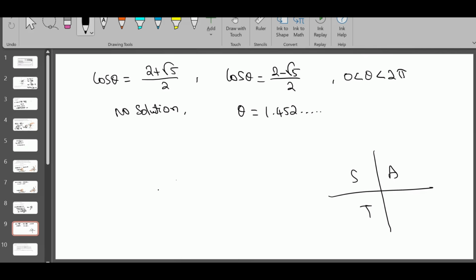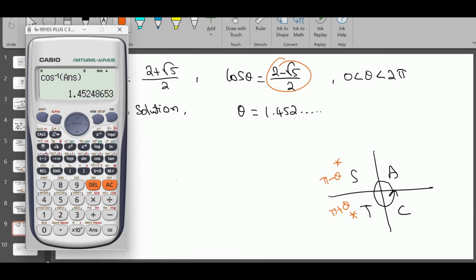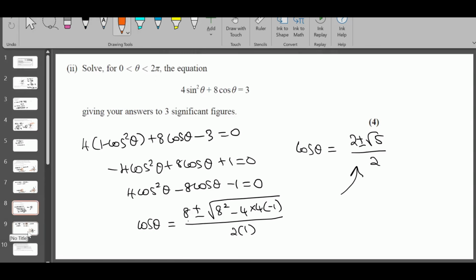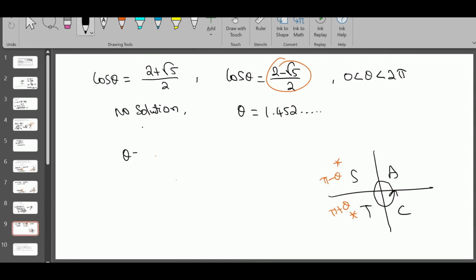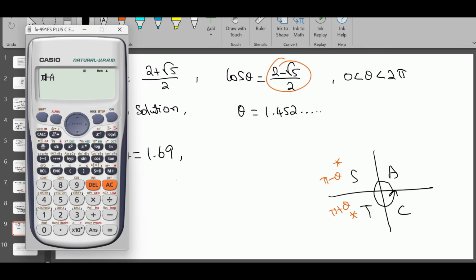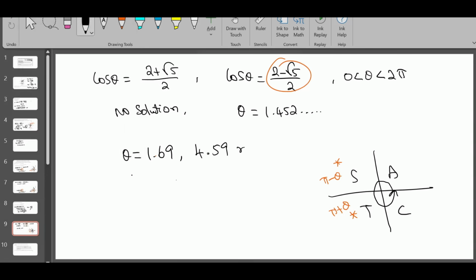Use the ASTC diagram. Check the limit covers all the 4 quadrants. Check in which quadrant cos theta is negative. This and this: pi minus theta and pi plus theta. Theta is this. I'm going to store it as A. So pi minus theta. They want the answer to 3 significant figures. So theta is equal to 1.69, and then pi plus theta is 4.59 radians. That's all.